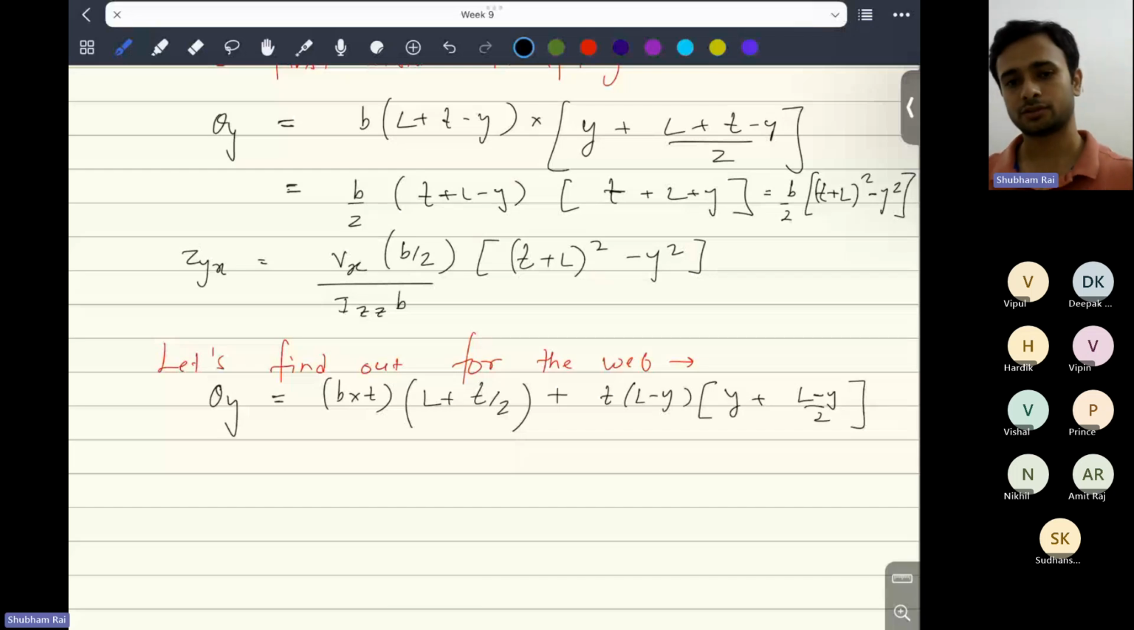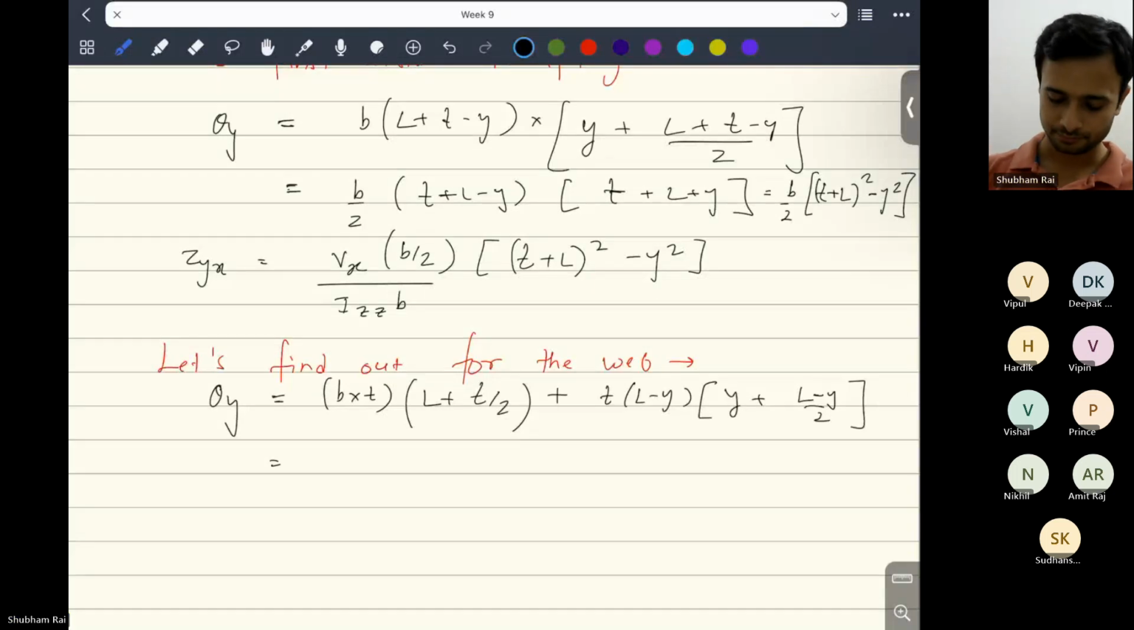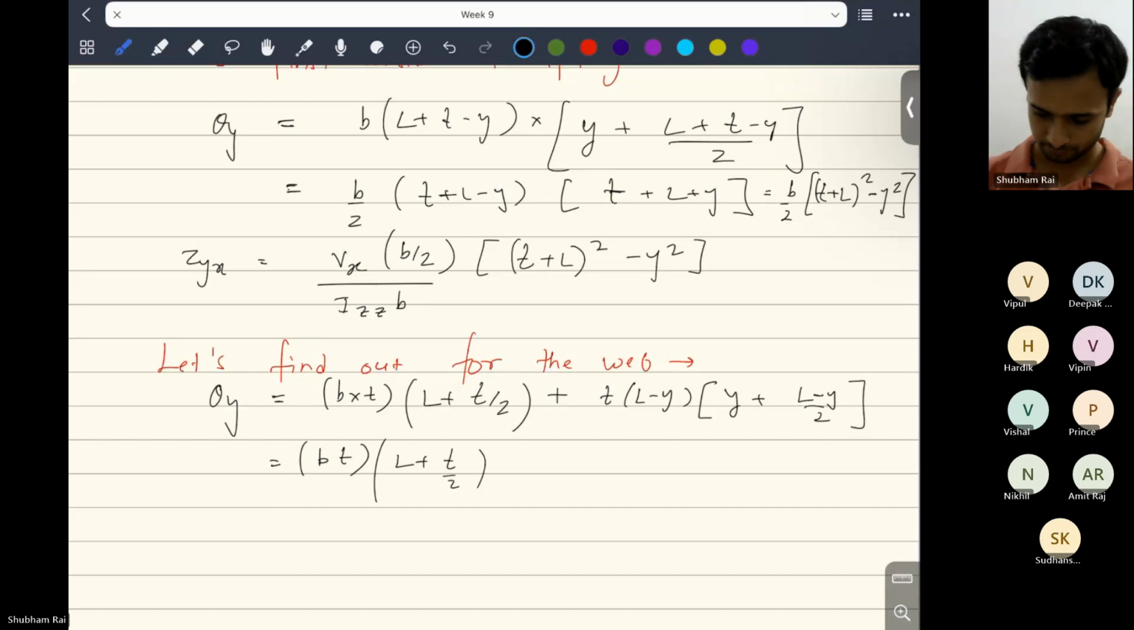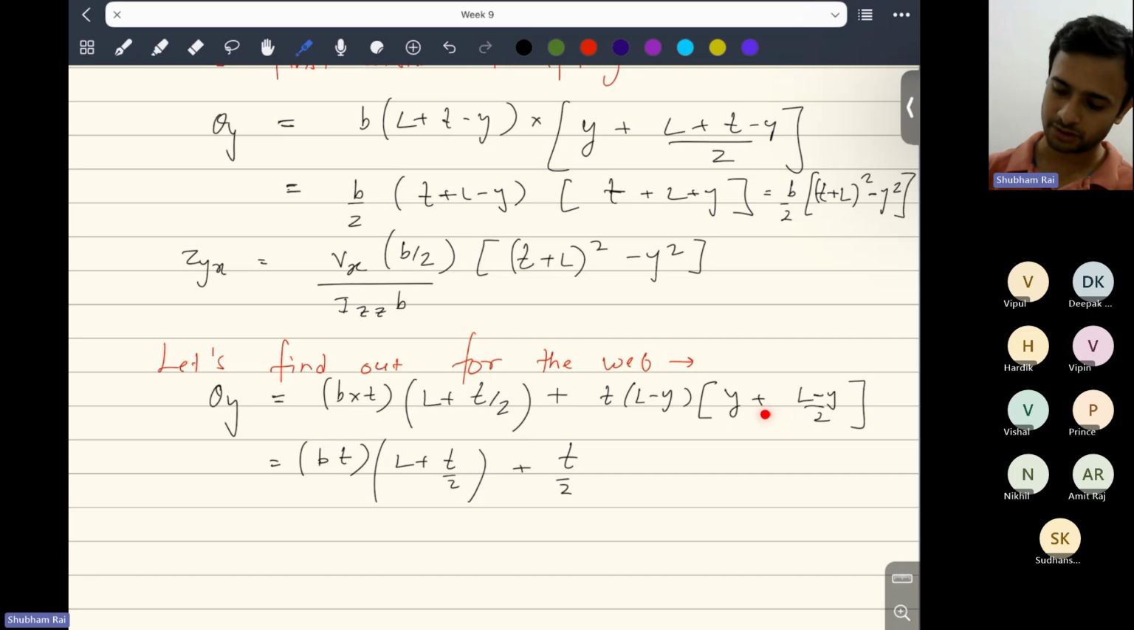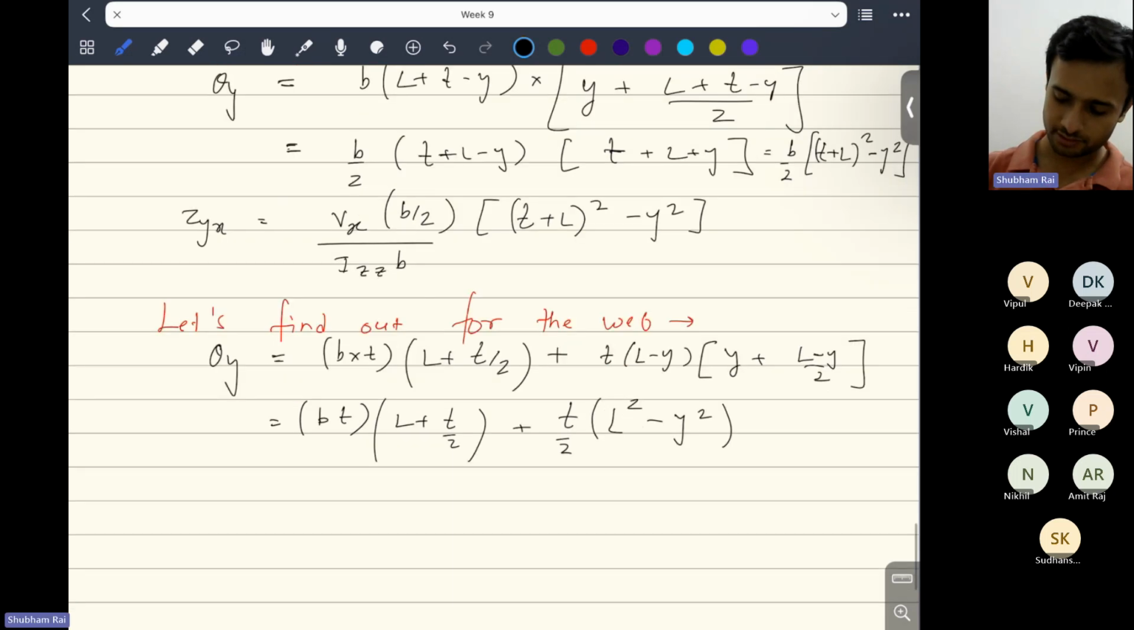Okay, so this is the overall expression of Qy for the web. Let me simplify this expression. So this is T by 2, and to solve this you will get L plus Y. So L plus Y into L minus Y will be L square minus Y square. I'm just writing. So this is the final expression of Q.